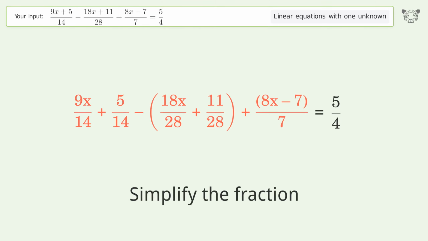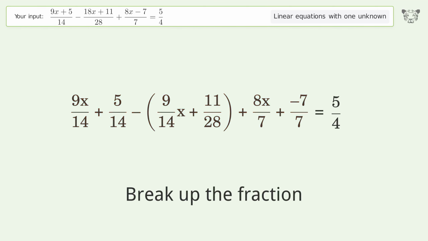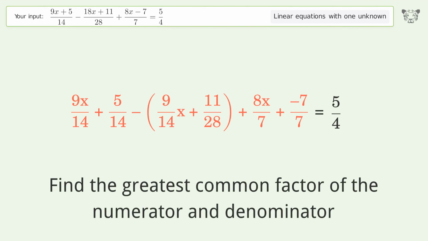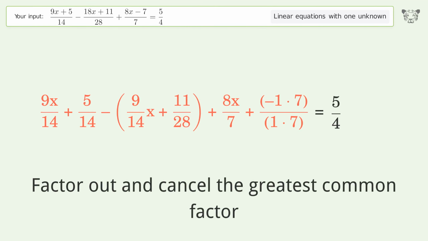Simplify the fraction. Break up the fraction. Find the greatest common factor of the numerator and denominator. Factor out and cancel the greatest common factor.